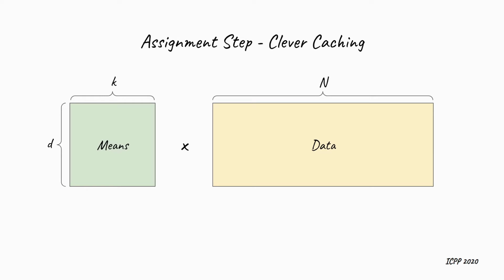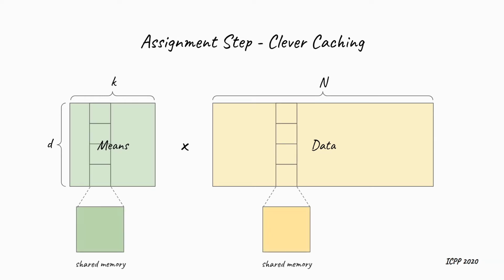Let's start with the assignment step, where we utilize the idea of clever caching. Our approach is inspired by a caching technique known in matrix multiplication as tiling. Data of matrices are divided into tiles, which are cooperatively loaded by thread blocks in shared memory. Therefore, data needed by all threads in a block does not have to be loaded from the global memory repeatedly.